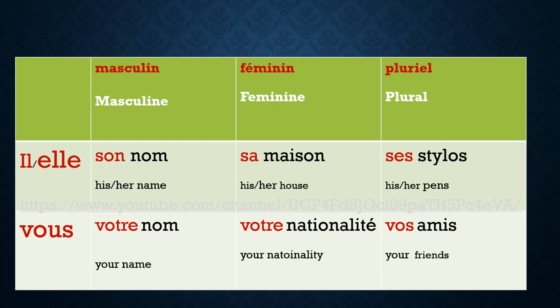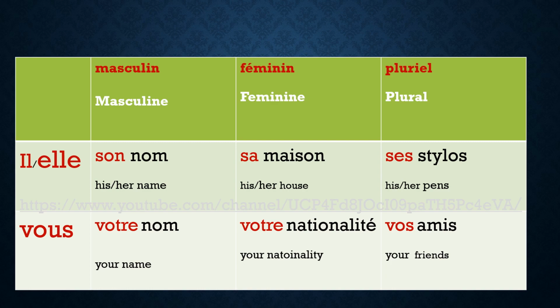For example, in English, we say his name. It means the name of a boy. But in French, we say son nom, S-O-N, which is used for his or her. Even if we are saying her name, we will use S-O-N because name is masculine. Okay, just try to understand this. Name is masculine. So whether it is a girl's name or a boy's name, we will use S-O-N.